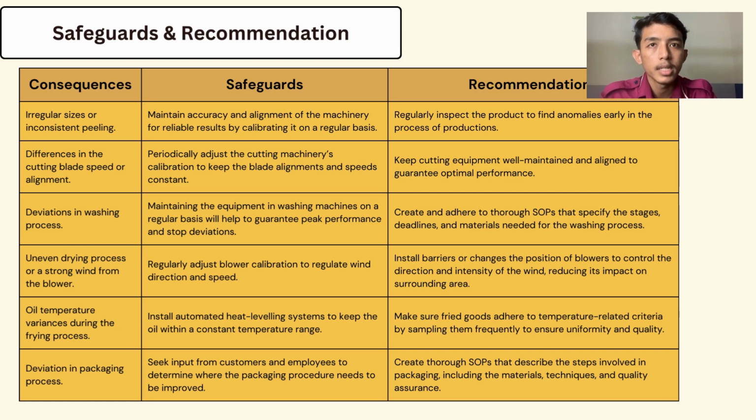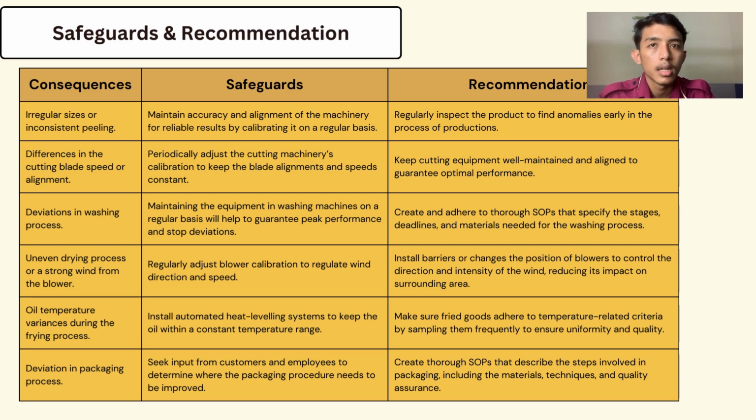Next, deviation in washing process. The safeguard is maintaining the equipment in washing machines on a regular basis, which will help to guarantee peak performance and stop deviation. Next, for the recommendation, create and adhere to thorough SOPs that specify the stage, deadlines, and materials needed for the washing process.